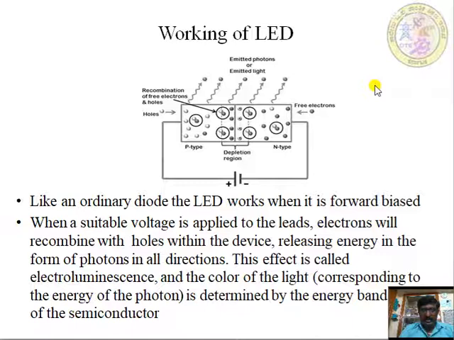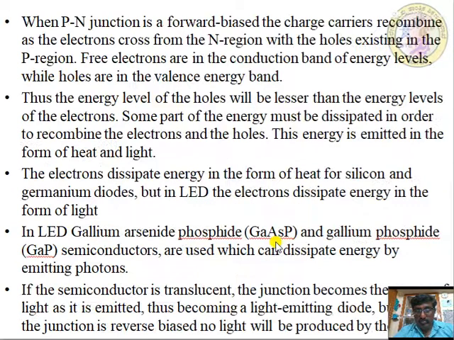This effect is called electroluminescence, and the color of light, corresponding to the energy of the photon, is determined by the energy band of the semiconductor. So what does this mean? When a voltage is applied, the electrons in the LED recombine with holes within the device, releasing energy in the form of photons in all directions, and the color of the light depends on the energy of the photon.